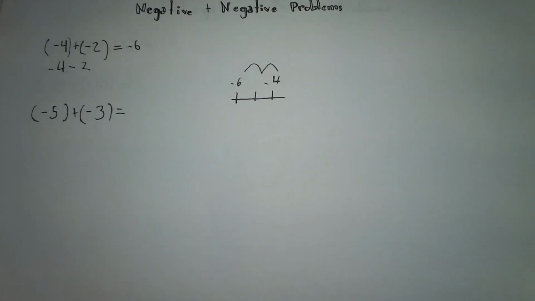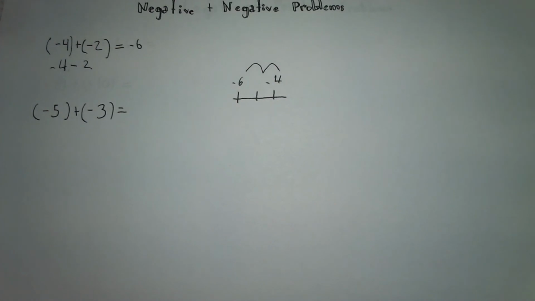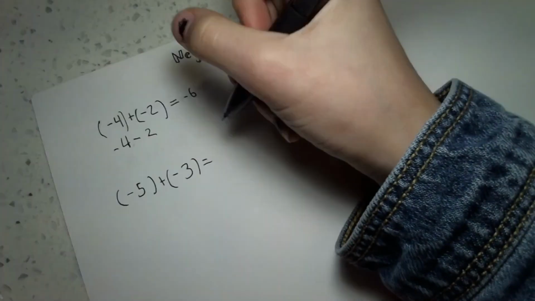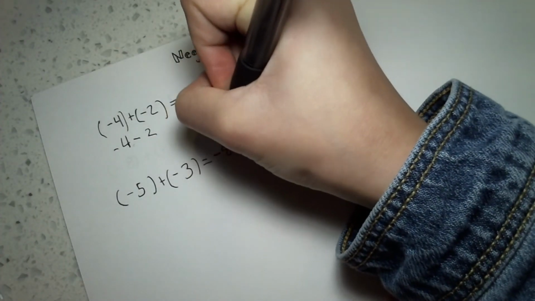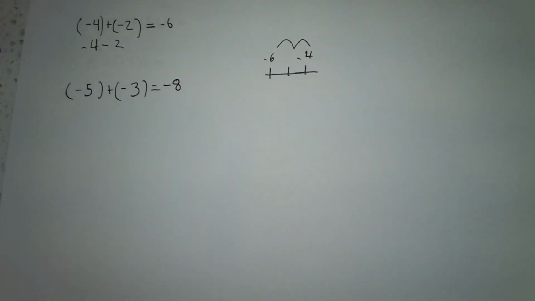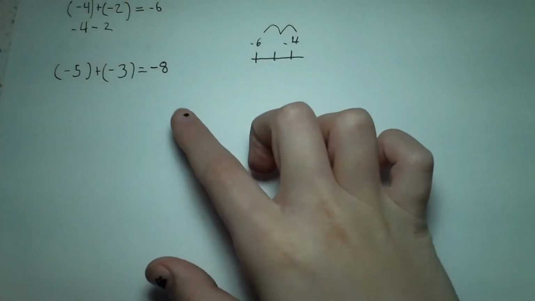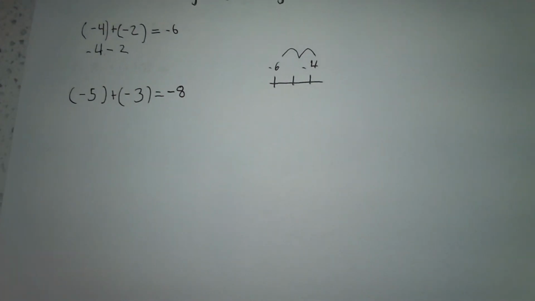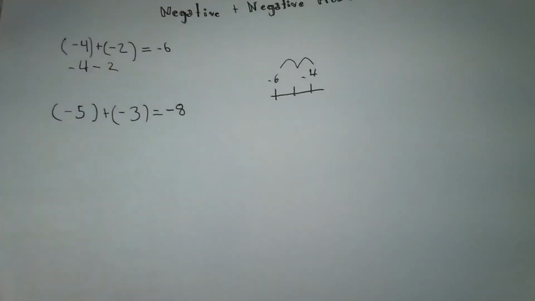What do you answer for this question? Negative number, it's an 8. So what I did here is it's 2 negative numbers, so the answer is going to be a negative number. And then 5 plus 3 is 8, so it's -8. Very simple.